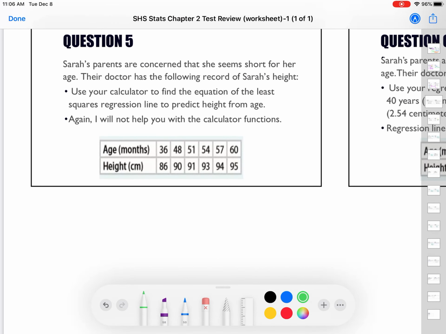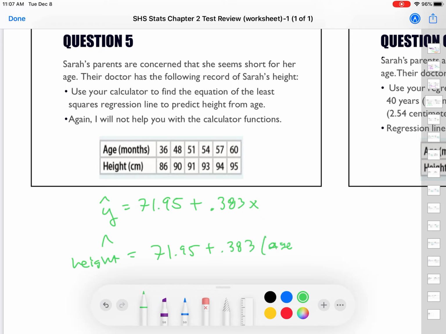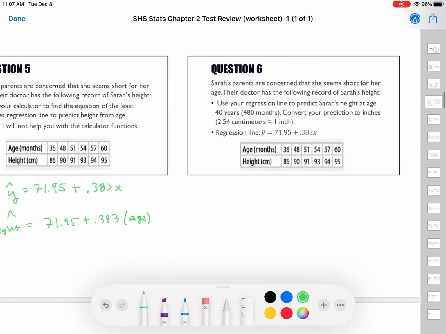So let me just write the equation. We have the predicted height is equal to 71.95 + 3.83x, where x represents the age. So you can do something like that for question number 5.